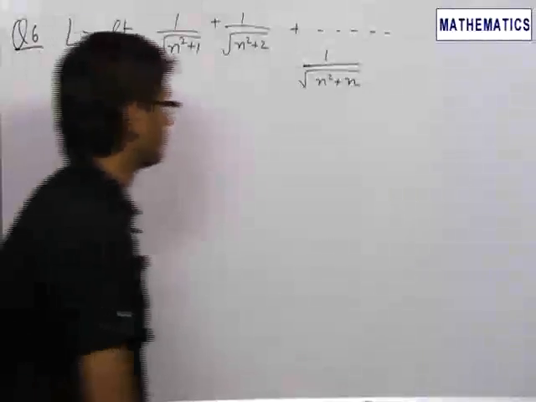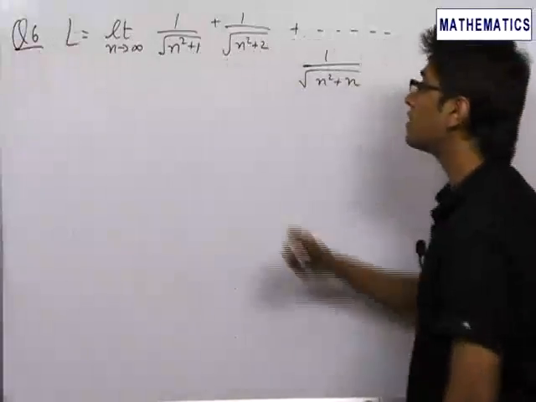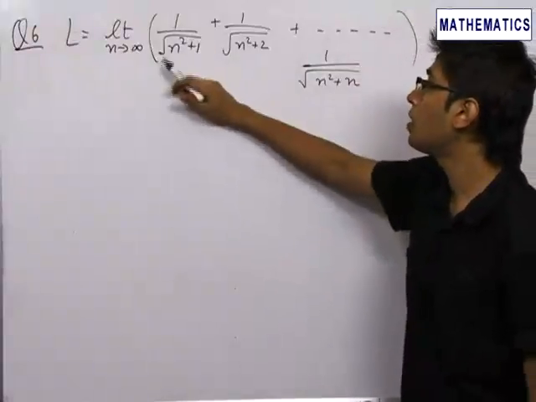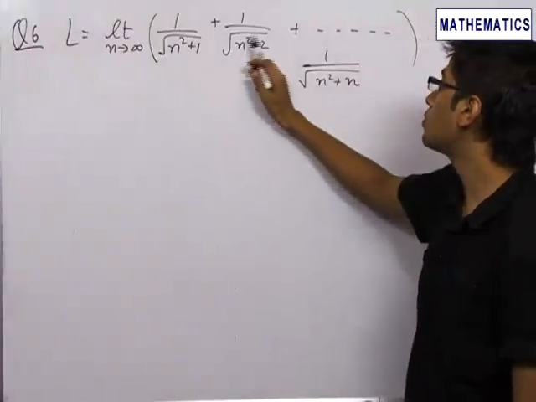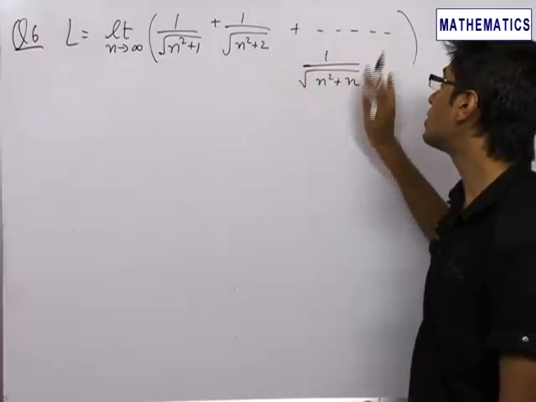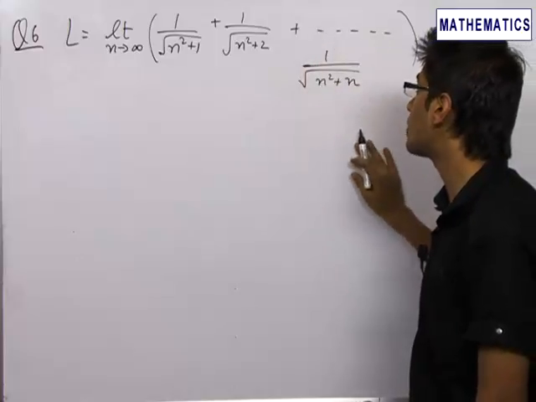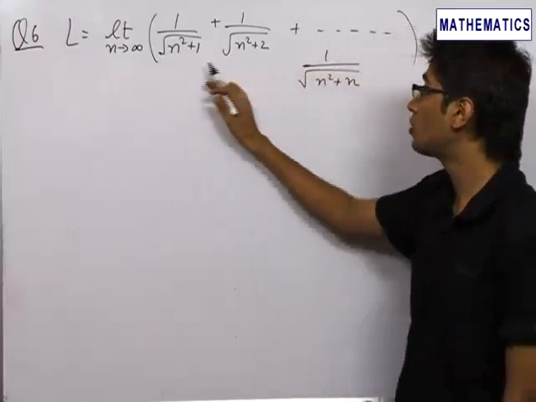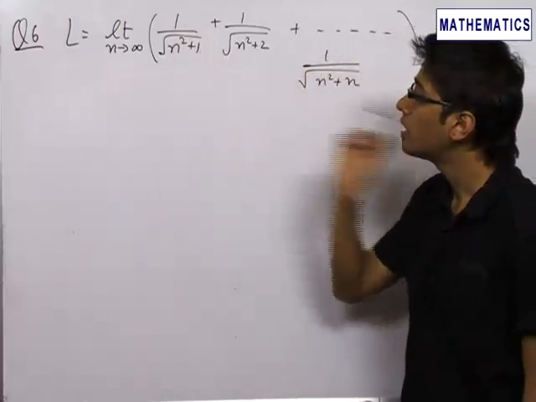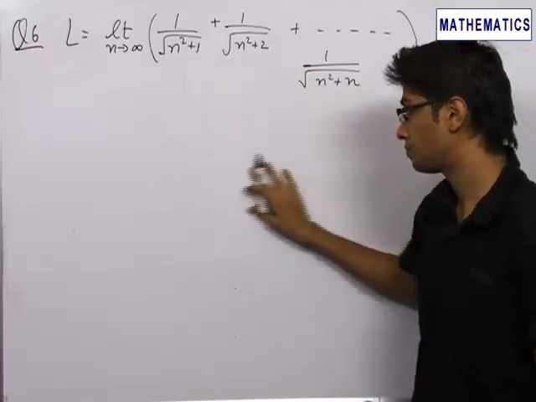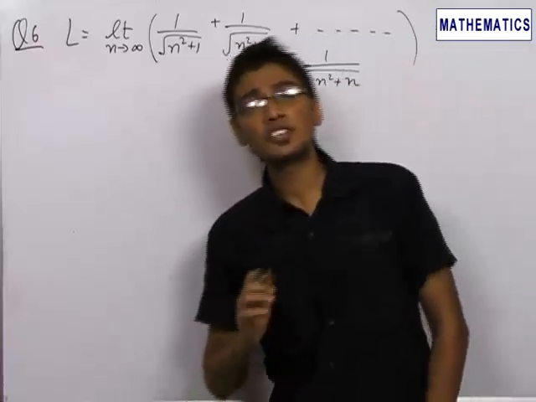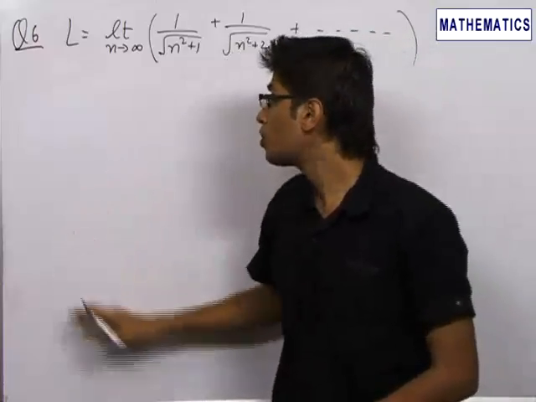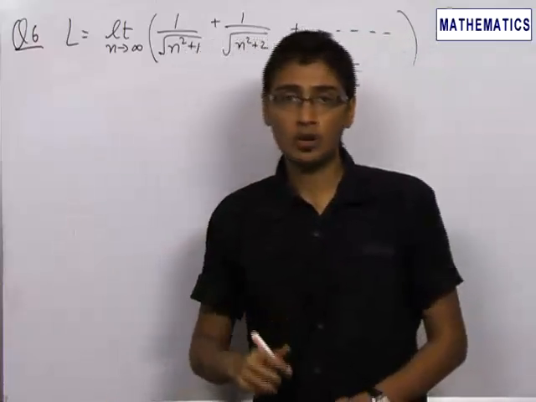In our sixth problem, we are given the sum of a series: 1 upon under root n square plus 1, plus 1 upon under root n square plus 2, plus 1 upon under root n square plus 3, up to 1 upon under root n square plus n. And we want to find the limit of the sum of this series as n tends to infinity. Now this is a very special type of problem and a very important problem because it involves the concept of sandwich theorem.